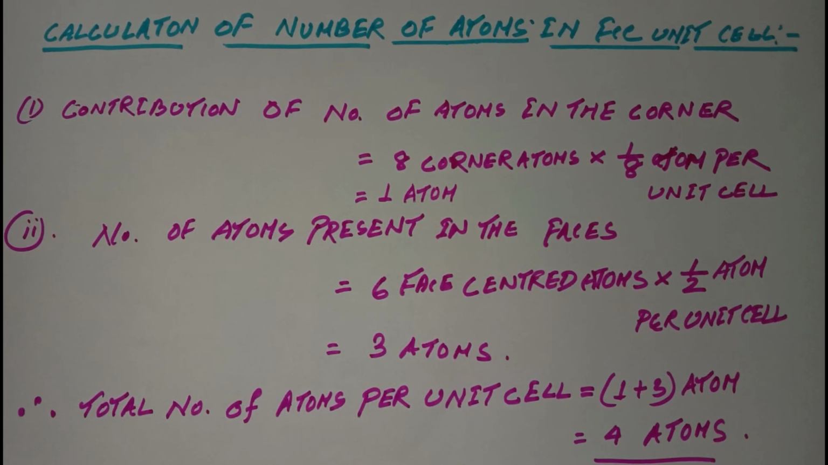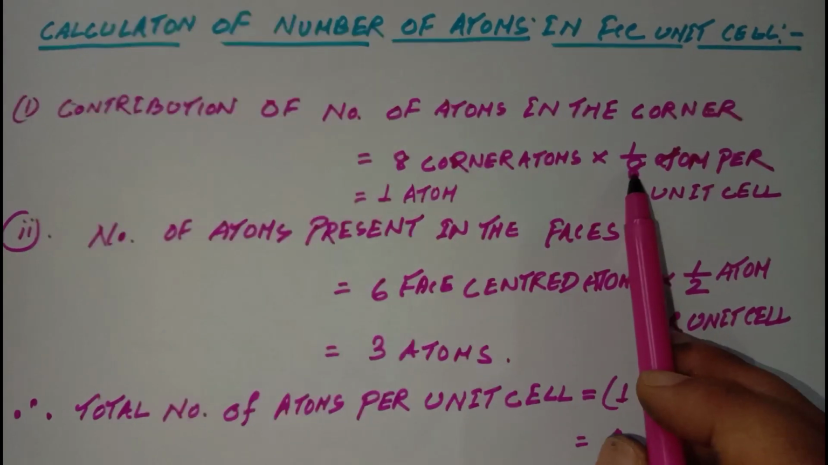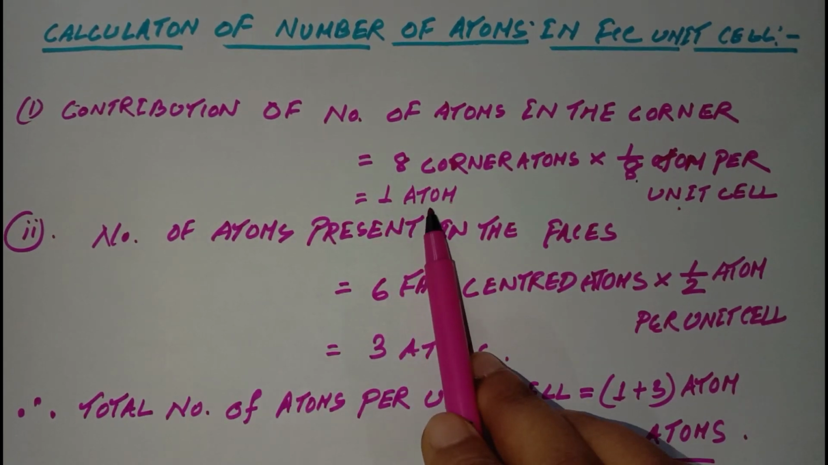As each atom at the corner position contributes 1/8 to the unit cell, therefore the contribution of the number of atoms in the corner is equal to 8 corner atoms into 1/8 atom per unit cell, which is equal to 1 atom.